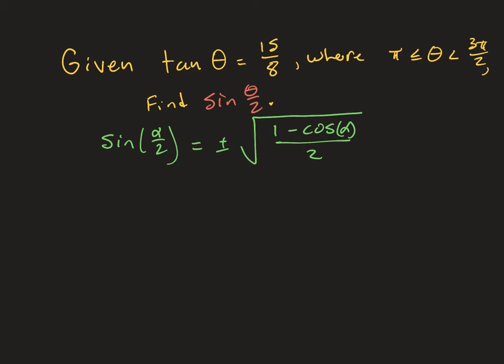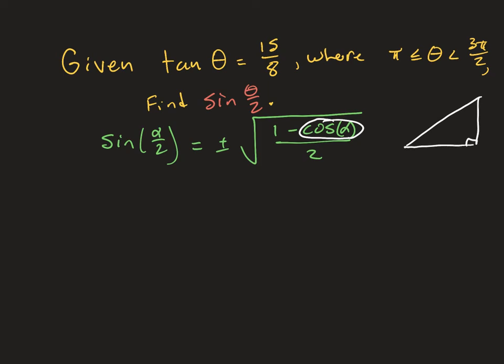Now, there's good news and bad news here. The good news is we're given some information about angle theta, which for us will be angle alpha. The bad news is we're told what the tangent is, not what the cosine is. We need the cosine so we can finish this thing off, and we don't have it. So for that, you do have to draw a triangle.